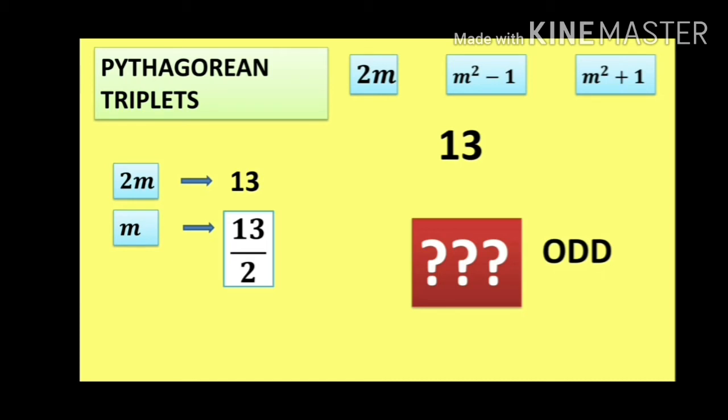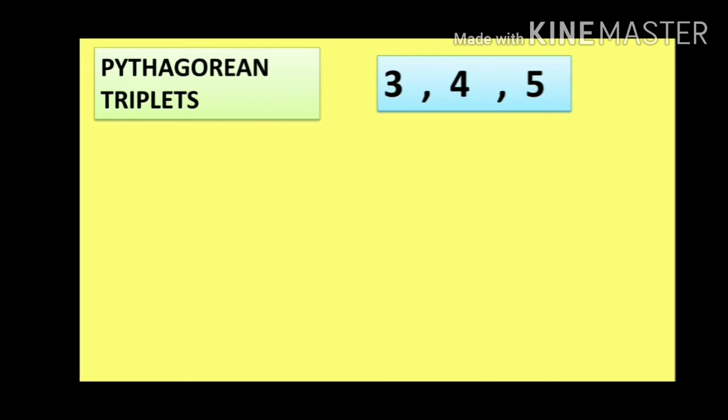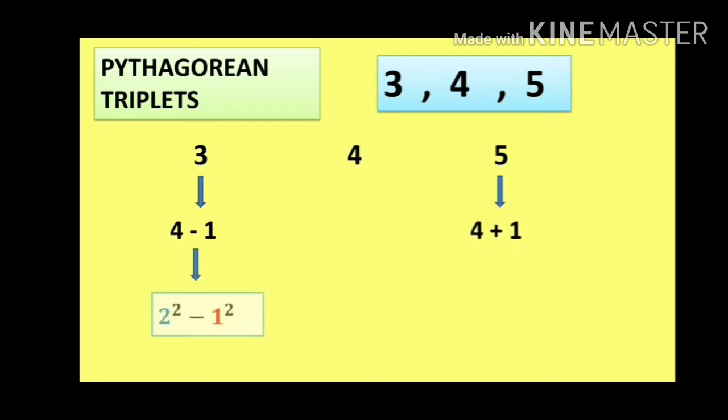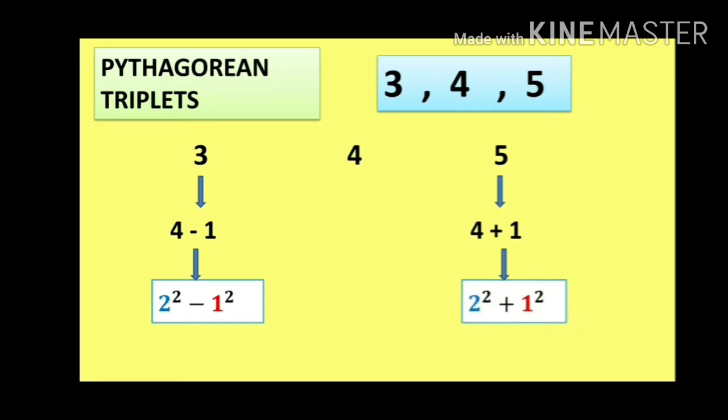Now for this type of questions where one of the members is odd, here what we will do, let's take the same Pythagorean triplet 3, 4 and 5. Now 3 is 4 minus 1, 5 is 4 plus 1. So 4 minus 1 can be written as 2 squared minus 1 squared, since 4 is 2 squared and 1 is 1 squared. Similarly, 4 plus 1 we can write as 2 squared plus 1 squared. Now 4 I can write as 2 into 2 into 1, because I was using 2 and 1, the numbers whose squares are 4 and 1.